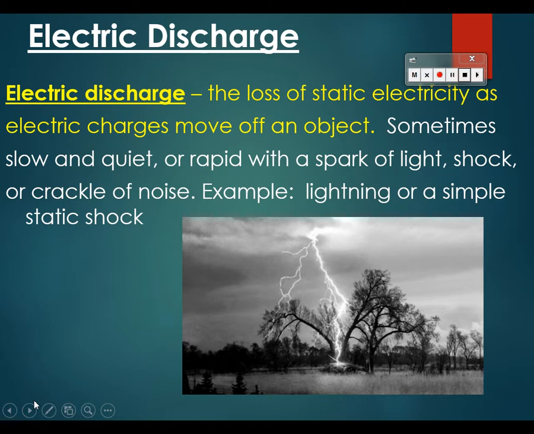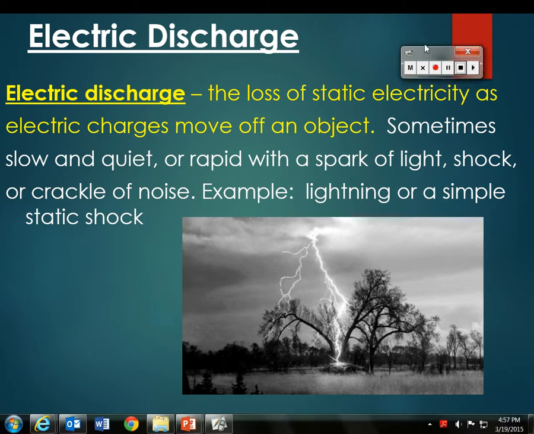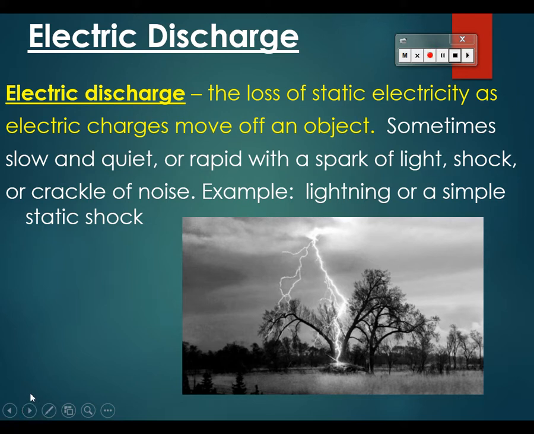Okay, an electric discharge is essentially a giant static shock. It's lightning. It's a loss of static electricity. Let me move this for you. As electric charges move off an object, sometimes it can be slow and quiet, or sometimes it can be really fast, and you'll see a spark of light, you'll get a shock, you'll hear a crackle of noise. So like I said, lightning or static shock, they're both electrical discharges.